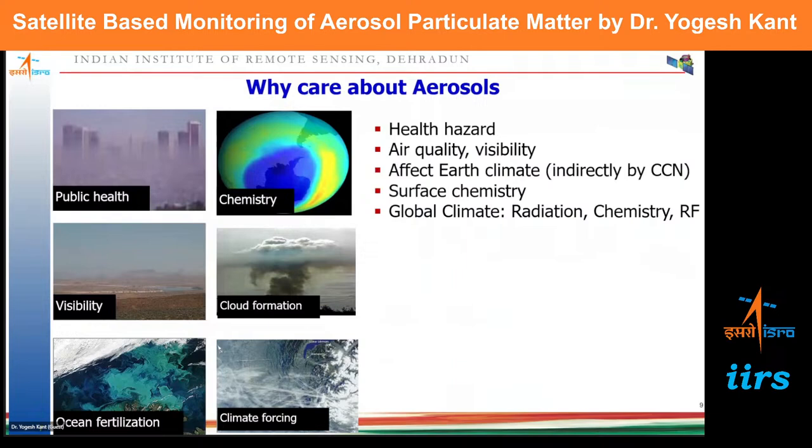When the primary aerosols are emitted, they also react in the atmosphere from gas to particle conversion, and then there is a chemistry change in the atmosphere, so that also happens. As more aerosols are emitted, atmospheric chemistry also changes. Then if there are more aerosols, they become seeds for cloud condensation nuclei, and it helps in the formation of more clouds.